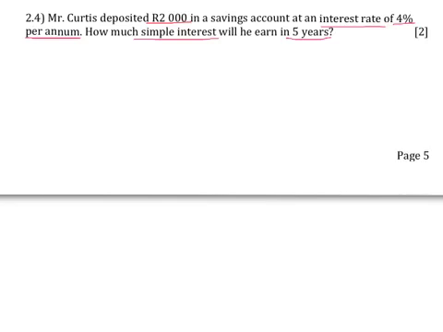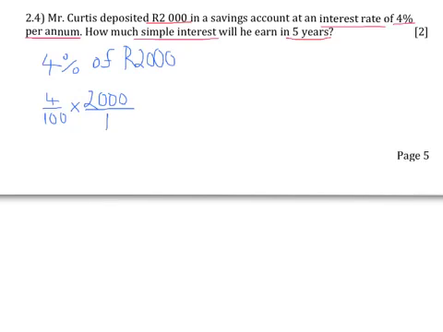Okay, so simple interest is basically just a percentage of an amount question, and you just have to work out the percentage of the amount that's invested or saved, and then multiply that by the number of years that you have the investment. So quite simply, the first thing we're going to do is work out what is 4% of 2,000 Rand, and that is simply done by going 4 over 100 times 2,000 over 1, because of means times.